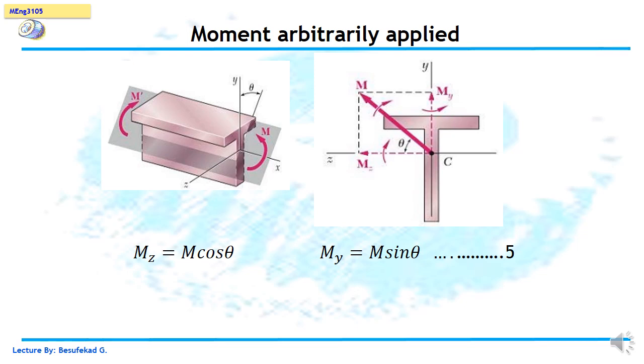Now look. This is the couple vector M. And it makes an angle theta with the x-axis. Where is the plane? Where is the plane on which this couple is acting? Can you show it on this figure? Yes, I can show you. This is the plane on which your couple is acting. A plane.